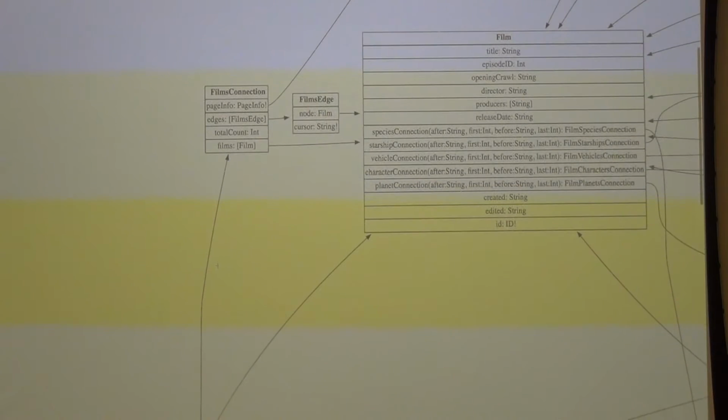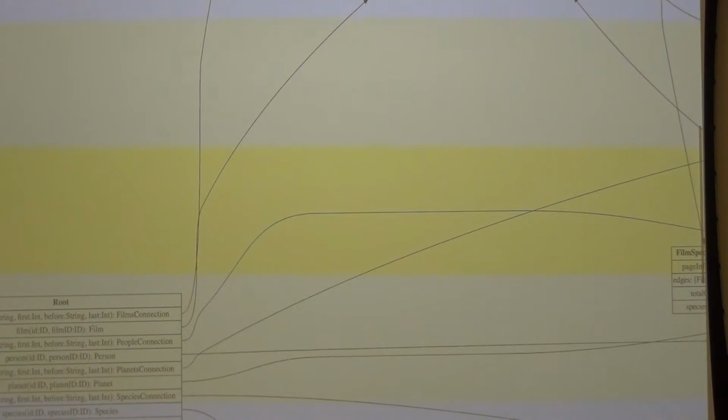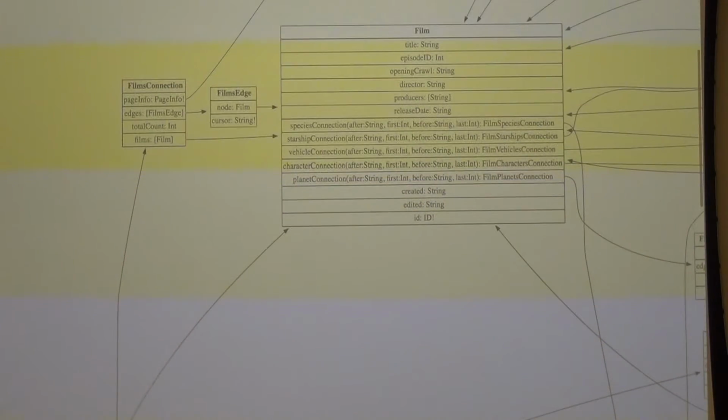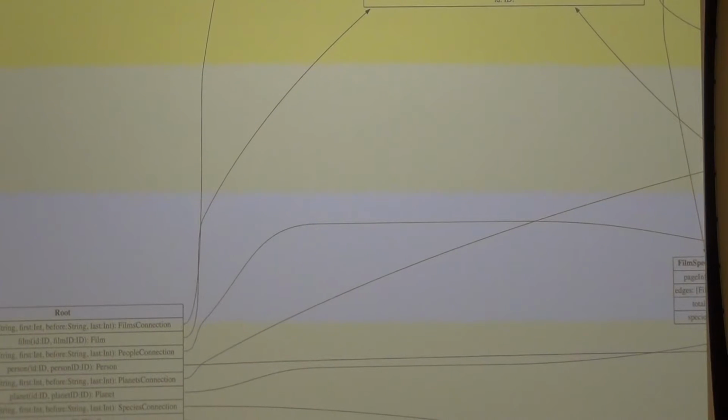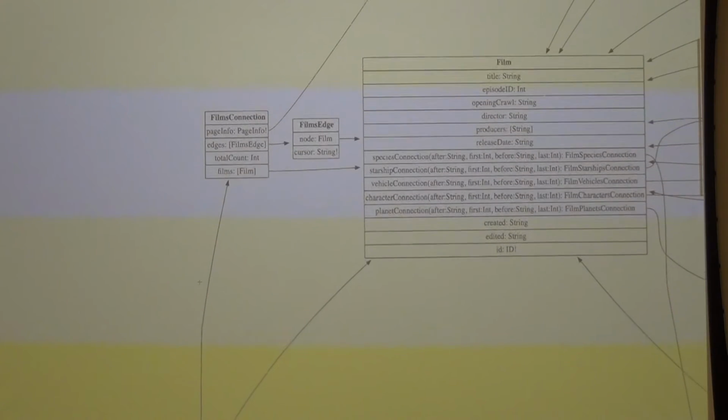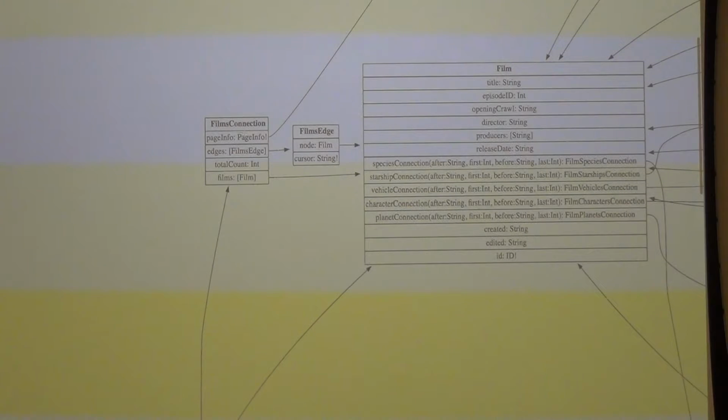And so there's various ways of getting things. You can list, you can get a single film this way, or everything's pretty much paginated. So if you hit a thing that is supposed to return a list they call films, you get a link over to this films connection.